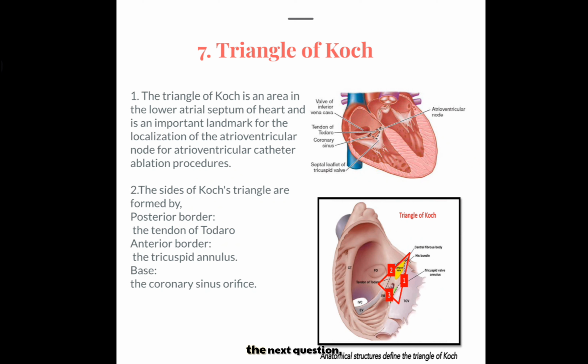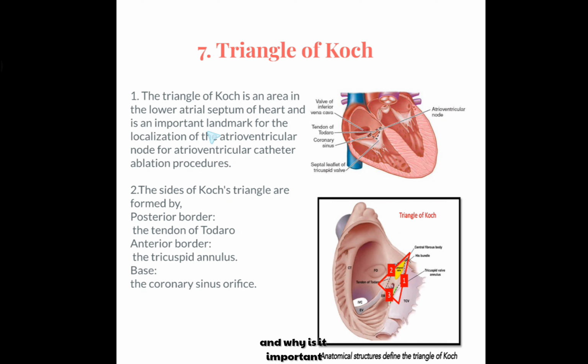Now moving on to the next question, the triangle of Koch. The triangle of Koch is not in our syllabus, but they have asked it as a short answer, at least 2 times I think, so we have to know it. The triangle of Koch is a triangular space in the lower atrial septum of the heart. This is the atrial septum, and in the lower atrial septum, a triangular region is known as the triangle of Koch.